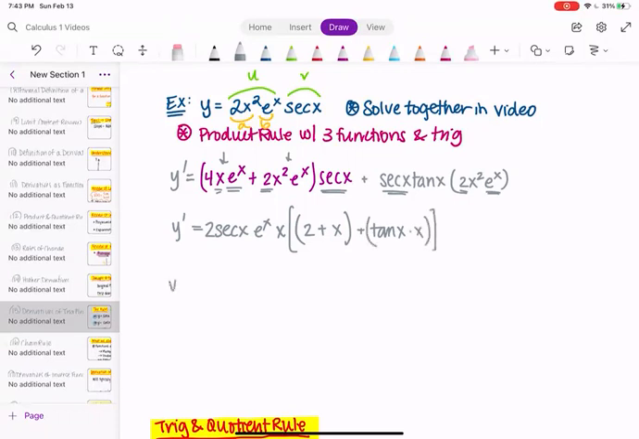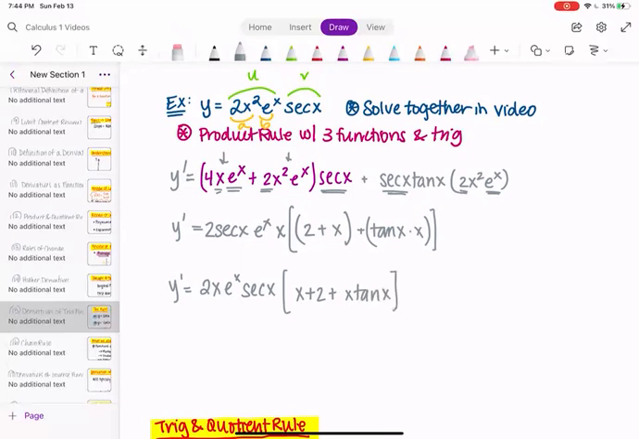So let's see, y prime, we'll clean this up a little bit so it's easier to read. So it's 2x e to the x times secant x. And that's times, I believe that's times, okay, yeah. So then it would be x plus 2 plus x tangent x. And that's the simplified version.